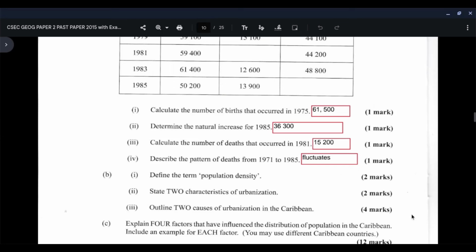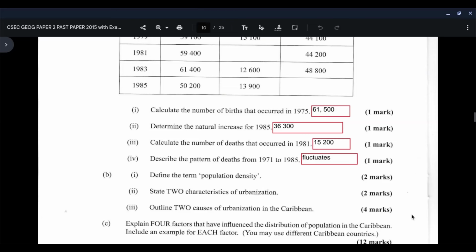Part 2 asks that you state 2 characteristics of urbanization. Now, an increase in the proportion or percentage of the people in a city living in town, that is what we classify as urbanization, when the cities or towns increase in population. Two characteristics of urbanization are: 1, the growth in the number of urban settlements; 2, changes in the economic activities from primary to secondary to tertiary.